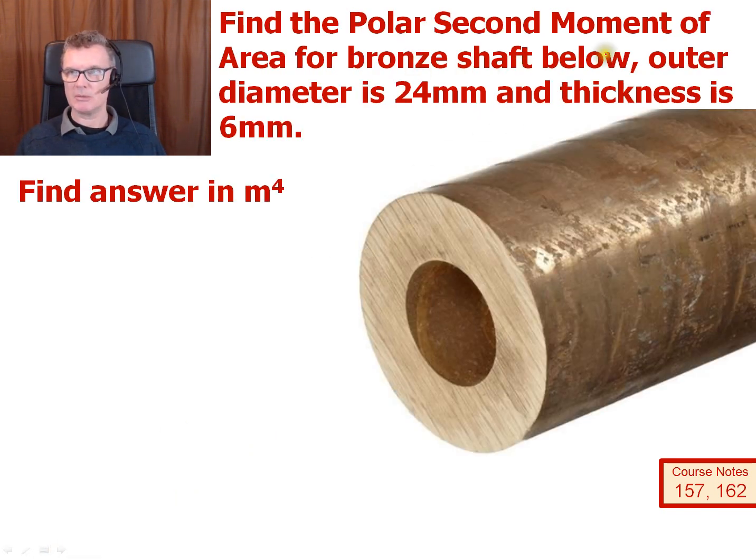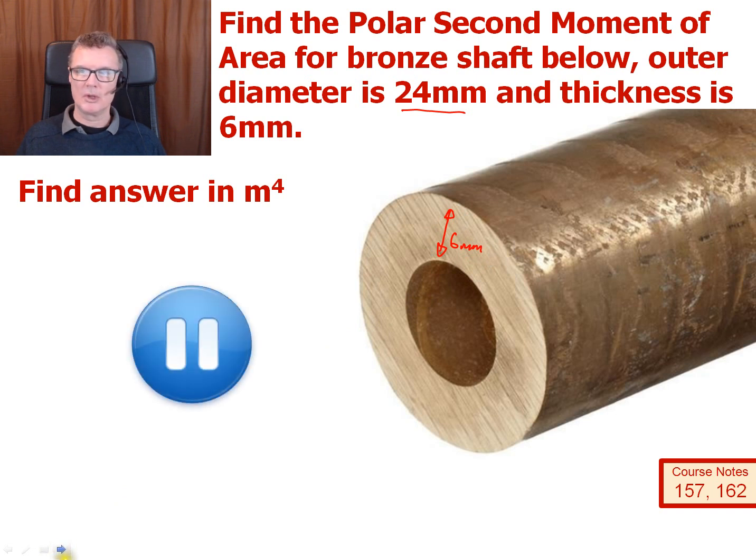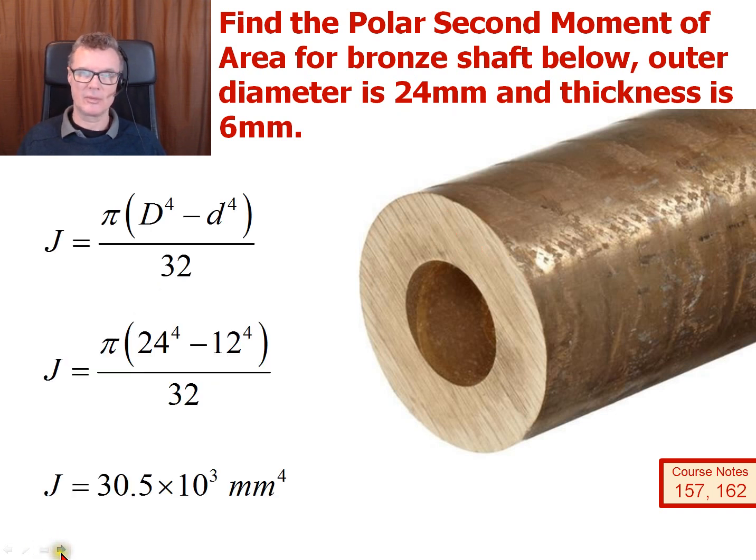Find the polar second moment of area for this bronze shaft below. It's got an outer diameter of 24 millimeters and a thickness, so that's the thickness there, of 6 millimeters. Right, so look up the formula that you're going to need in your formula booklet, and when you're ready, work out an answer, press play, see the answer.